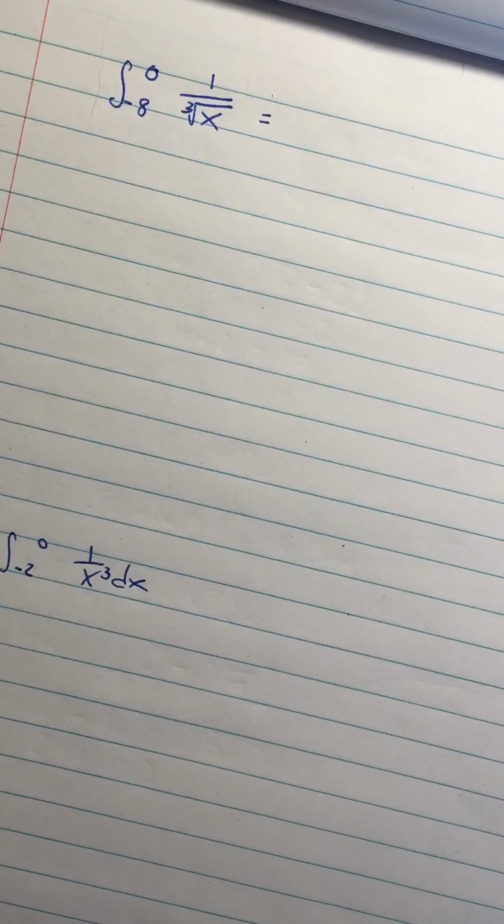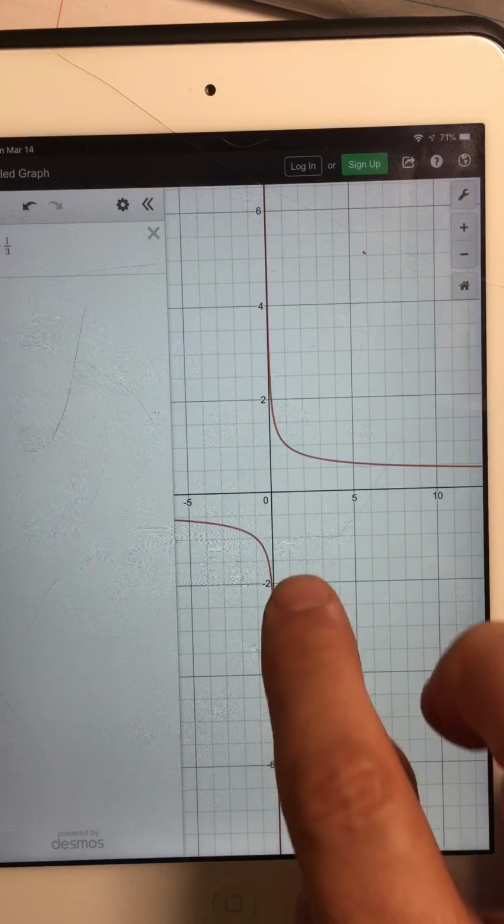So what it changes is, excuse me, I'm trying to get my iPad to become vertical and it won't do it.